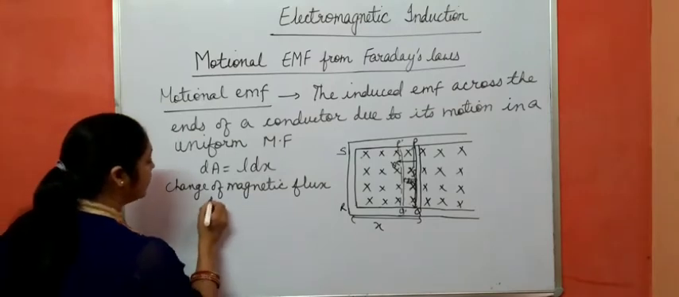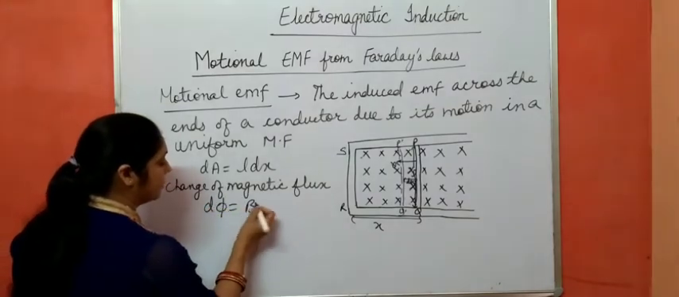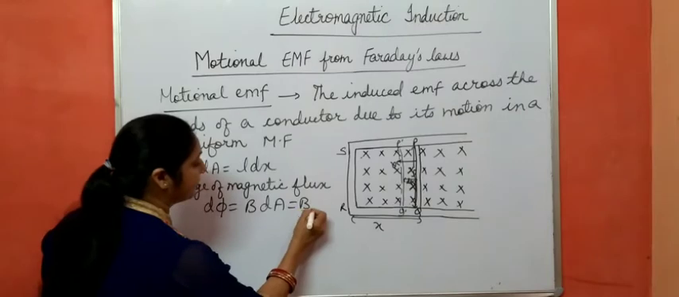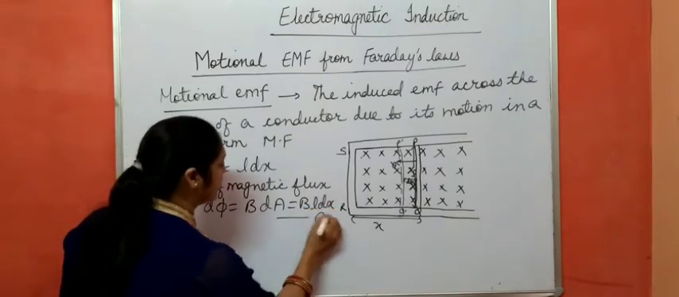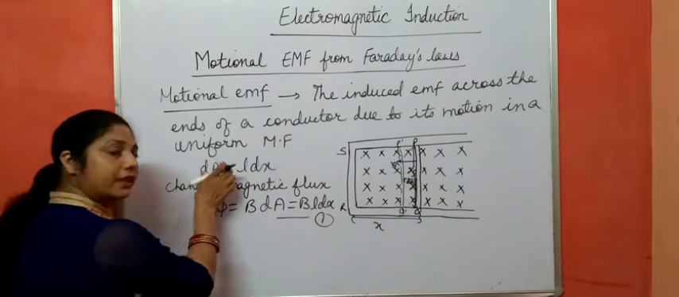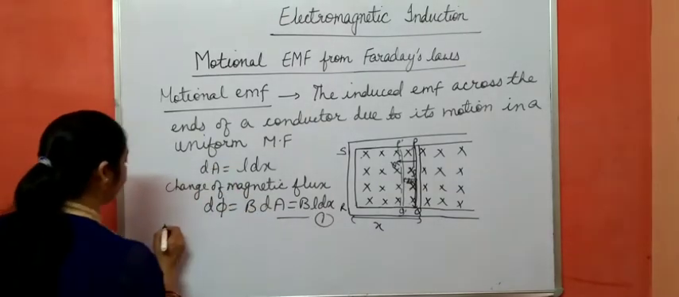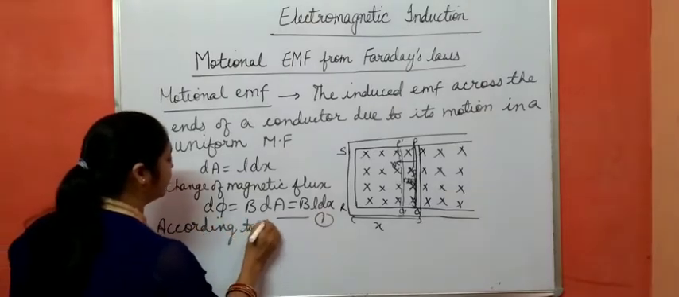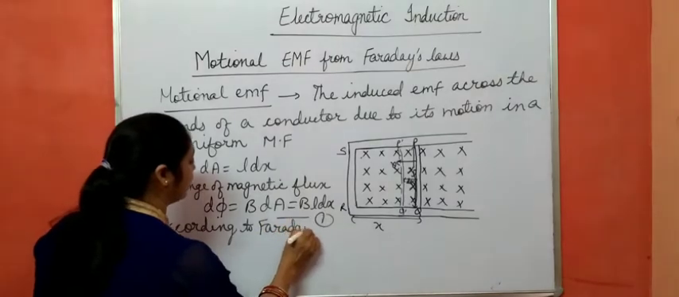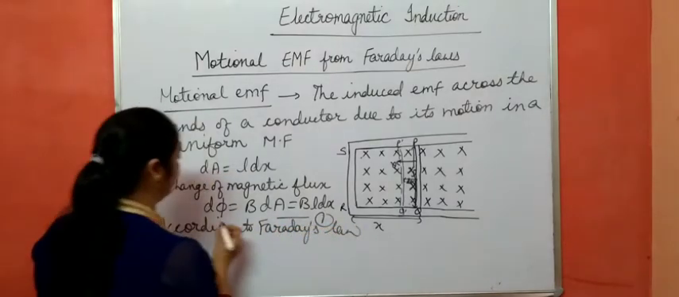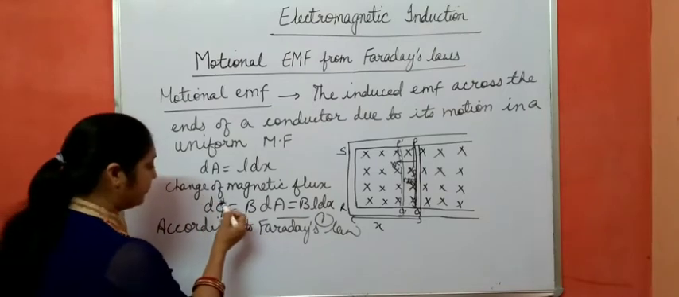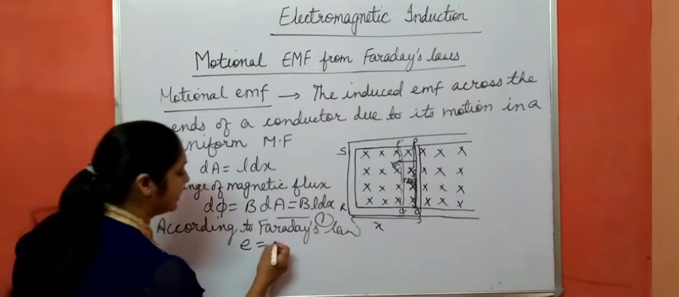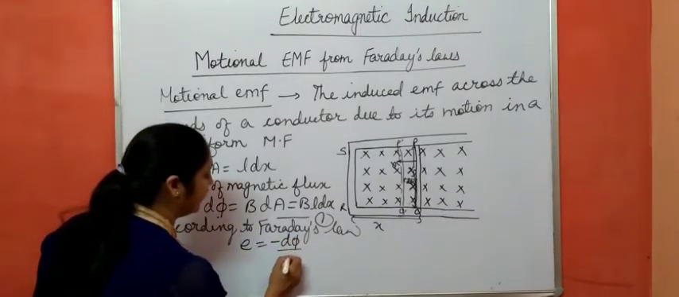So this change in flux becomes B dot A. B is constant, and the change in area is dA, so this becomes B L dx, right? This is the change of magnetic flux due to the change in area. Now what happens according to Faraday's law? According to Faraday's law, due to the change of magnetic flux linked with that coil, an EMF is induced, and this induced EMF is given by minus d phi by dt.